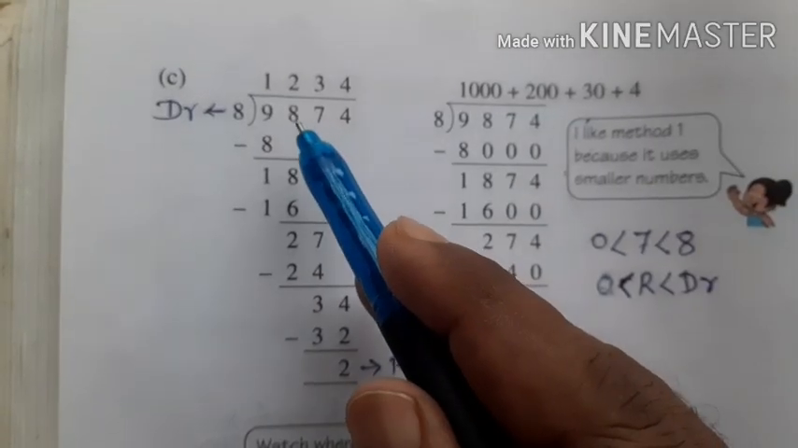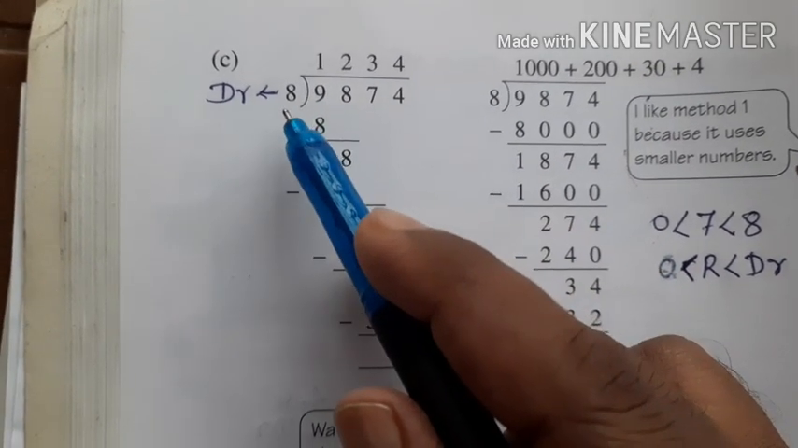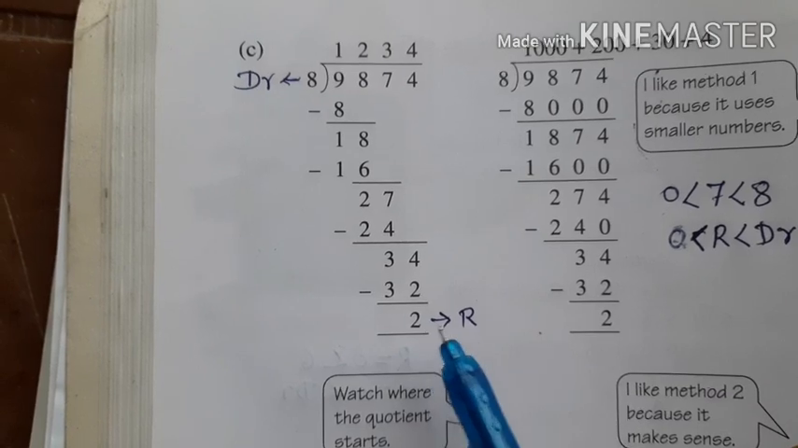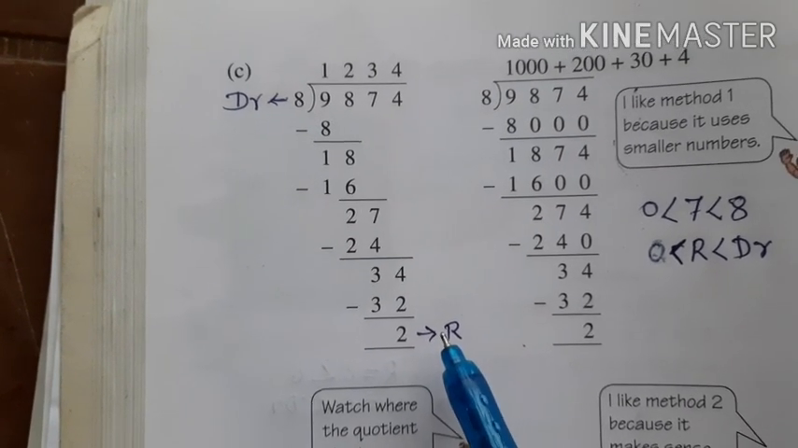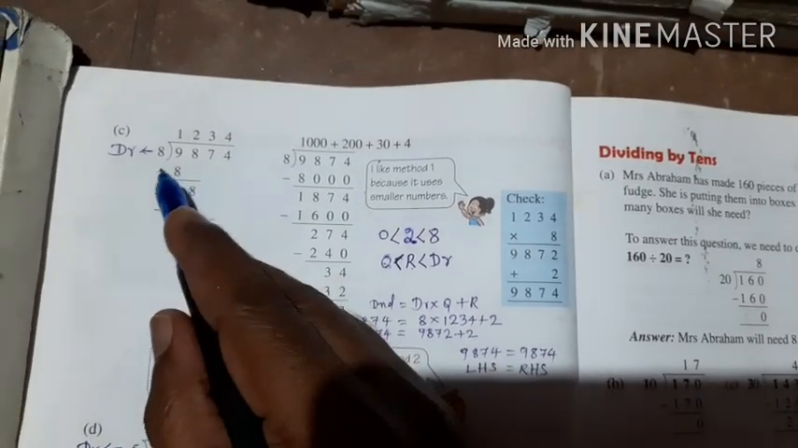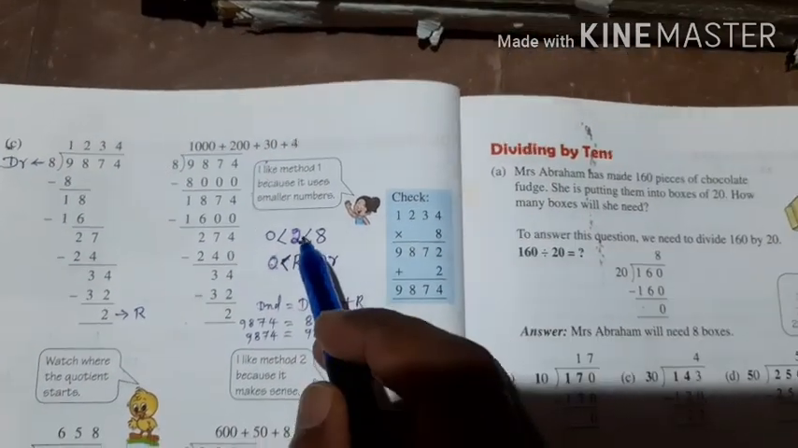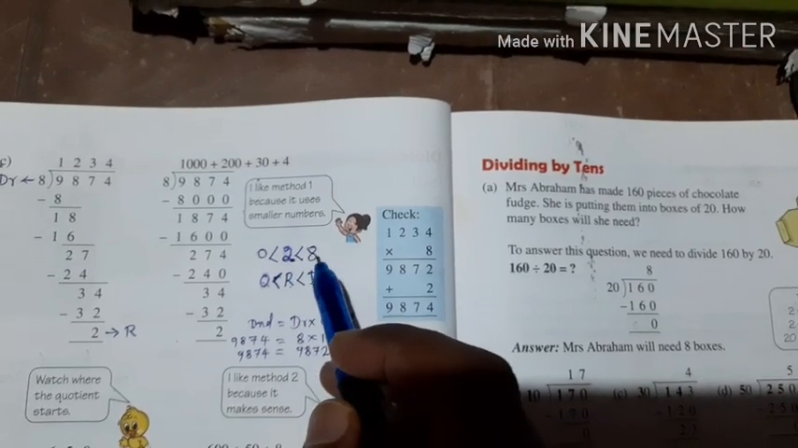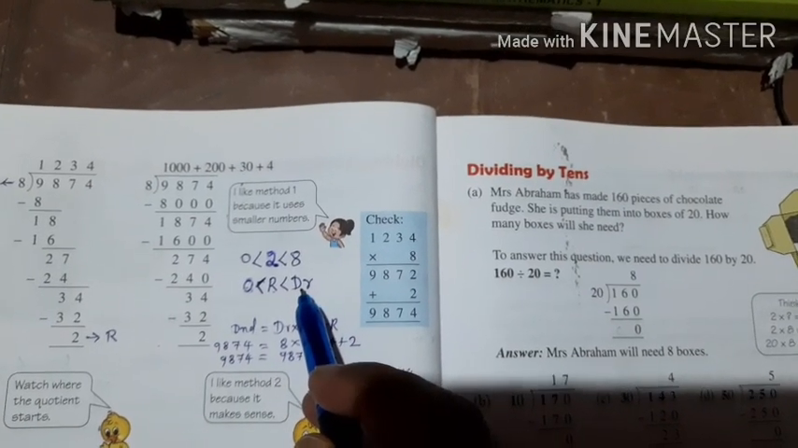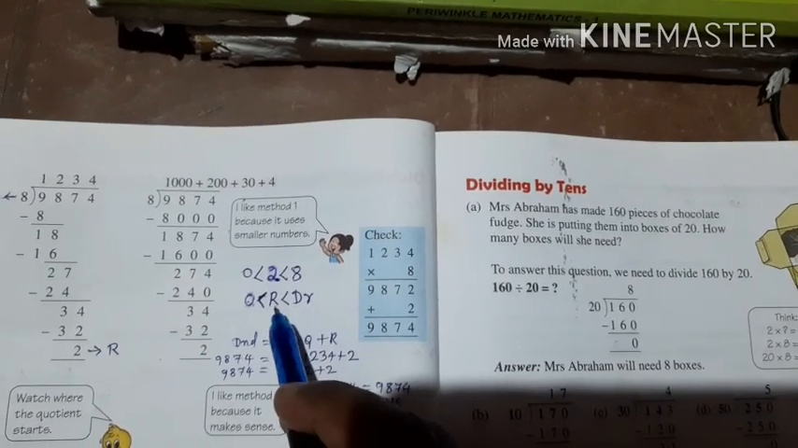Look at one more example, children. 9,874 is the dividend and is divided by the divisor 8. Perform the long division and you will see that the remainder has become equal to 2 but not equal to 0. So here the remainder is greater than 0 but less than 8, means less than the divisor. So children, I can write 2 is greater than 0 and less than 8. Here 2 is the remainder and 8 is the divisor. That is why the remainder is greater than 0 but less than the divisor here.